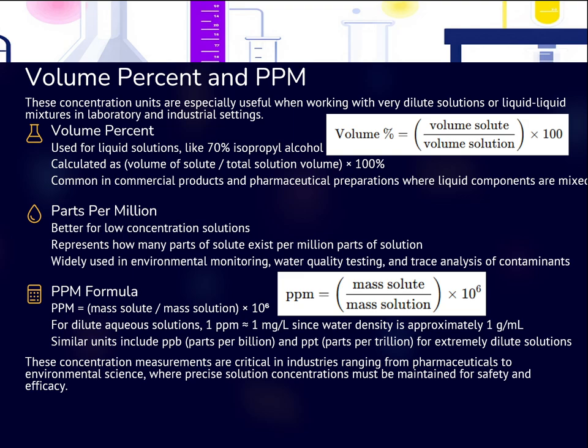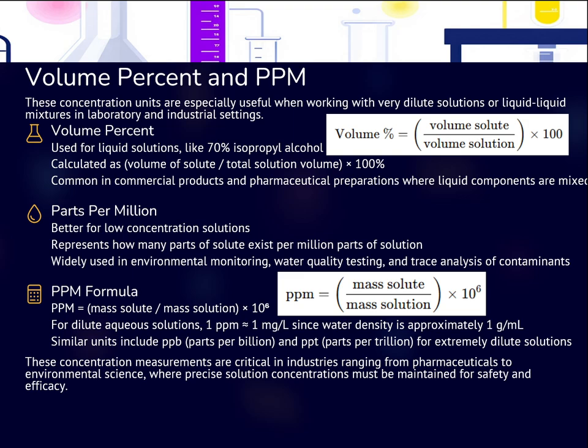But be careful here. Liquids don't always add linearly. If you add 50 mL of ethanol to 50 mL of water, you might not get exactly 100 mL because of the way that the molecules pack together when they're mixed. So the volume percent tells you what portion of the final volume is made up by the solute that you're studying.